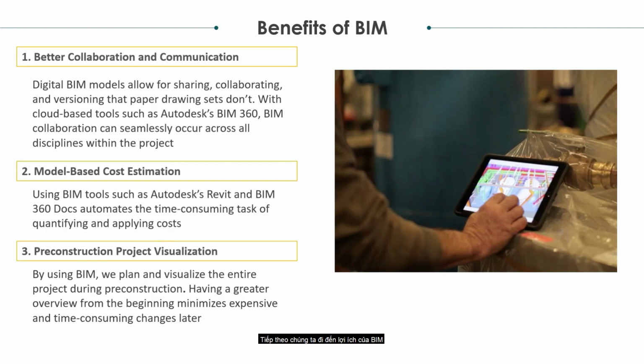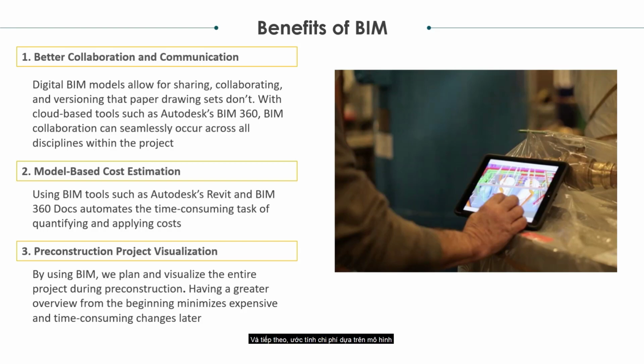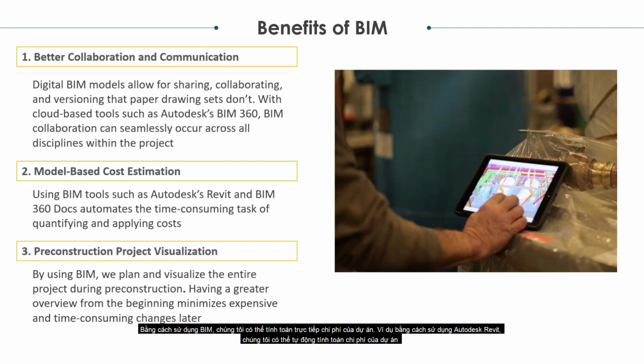The next, we go to the benefit of BIM. Here I would like to talk about the benefit of using BIM. The first one is better collaboration and communication. By using BIM, all people in the project can communicate, can access the project by using Autodesk BIM 360, and they can actively collaborate on the project. And the next, model-based cost estimation. By using BIM, we can calculate directly the cost of the project. For example, by using Autodesk Revit, we can automatically calculate the cost of the project.